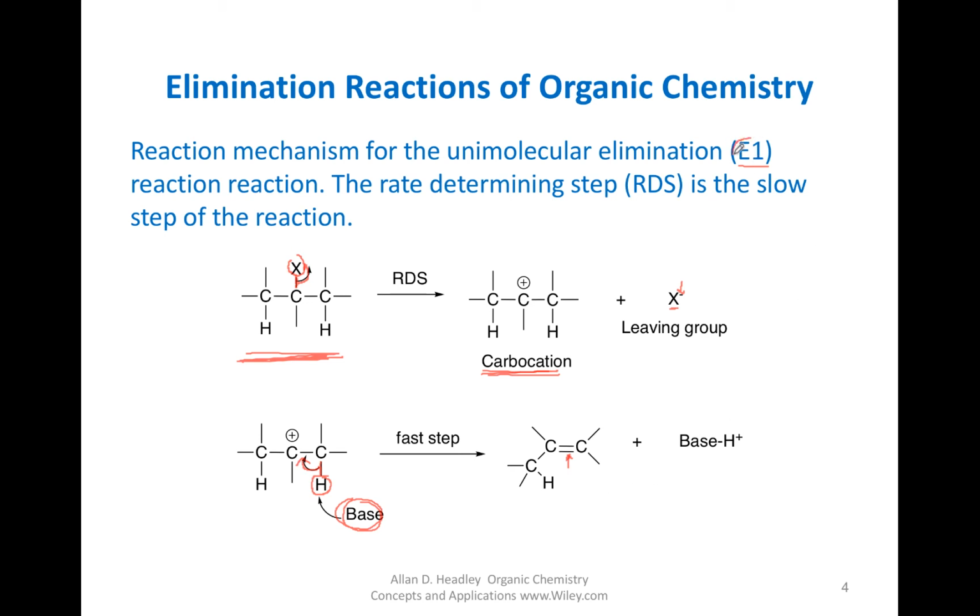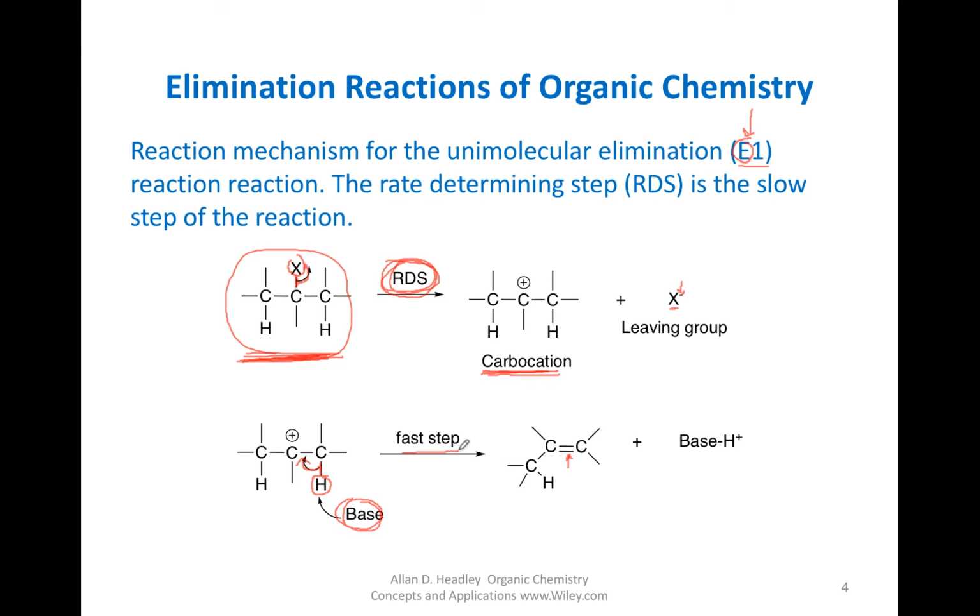So why is it called an E1? It's called an E1 because in the first step, which is the most difficult step as you can imagine, because we're going from a neutral molecule here to an intermediate, that's called the slow step or the rate determining step. That's the most important step of the reaction, and that is the step in the reaction mechanism that determines the overall rate of the reaction. So in the most important step, in the RDS, there's only one molecule, and that's why it's called an E1.